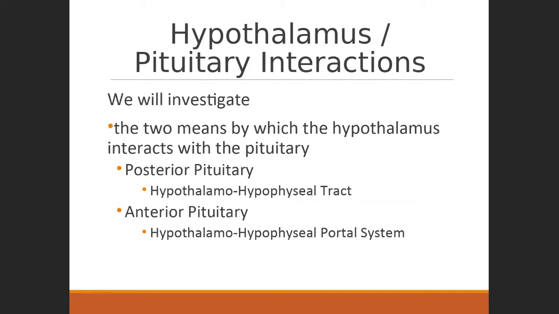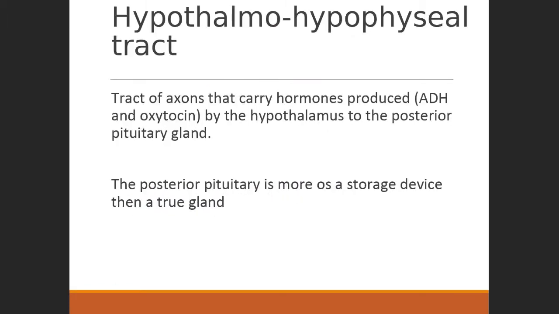Now, from a terminology perspective, obviously you can see where the hypothalamo comes from. That's pretty straightforward. The hypophyseal, however, comes from an older term for the pituitary called the hypophysis. So if you're wondering where that term comes from, there it is. Let's look at the tract first.